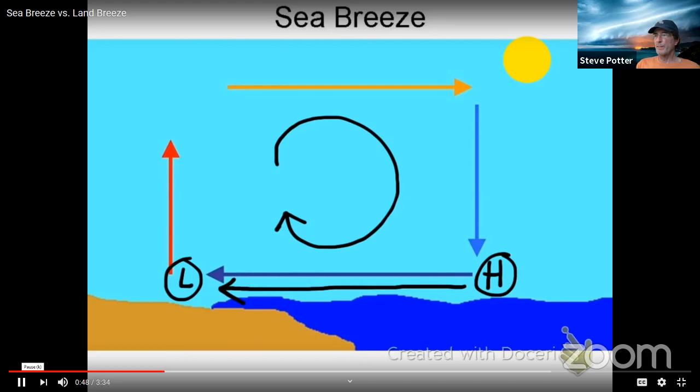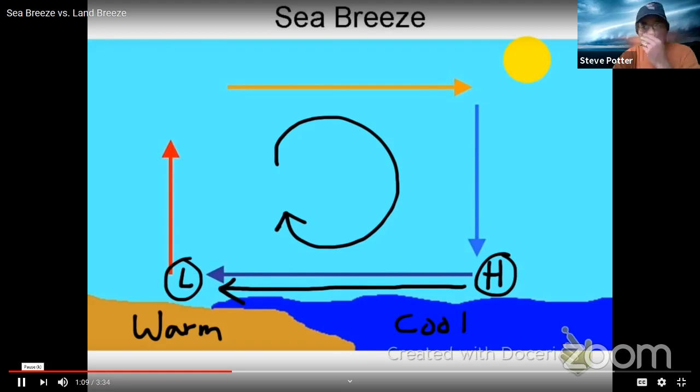Well, why does that happen? Well, let's take a look at the land. First off, in comparison to the water, the land is warm. Okay, so then that leaves us with this cool ocean water. So as the air drifts over the land, it's going to be heated because the land has been getting warmed up by the sun throughout the day.